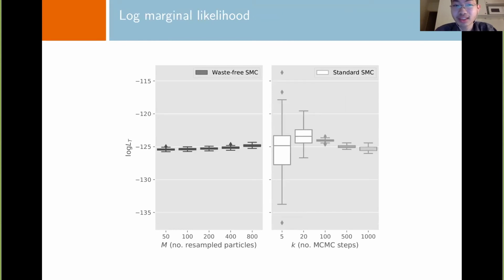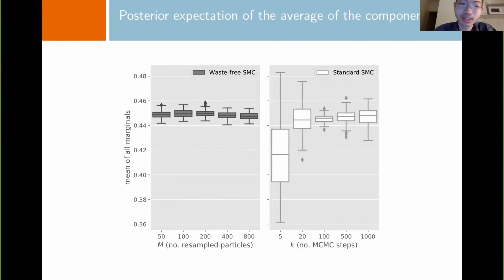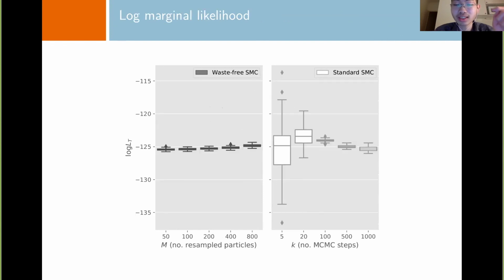I forgot to say that in the previous slide, what we are looking at is the mean of all marginals, so the marginals of the parameters that you are trying to estimate. Whereas in the next slide, we are looking at the log likelihood of the model. It's really something quite important for model selection, for example.